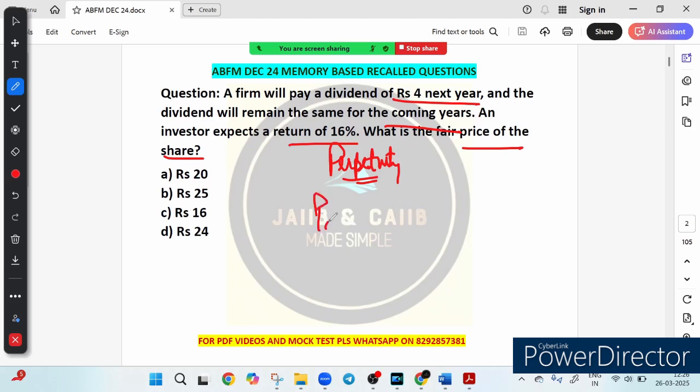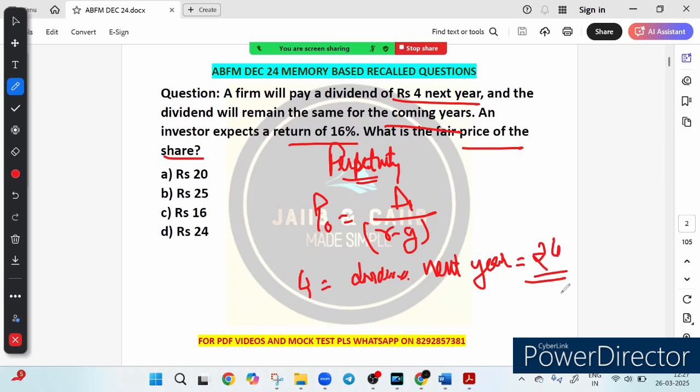The formula is P0 = D1 / (R - g), and I think you must be familiar with this formula, right? So in this case, what does D1 represent? D1 represents the dividend that will be paid next year. What is the dividend next year in this case? As you can see, ₹4. What does R represent? R represents the required return, how much return is required. The required return is 16%, or we can say 0.16, right?